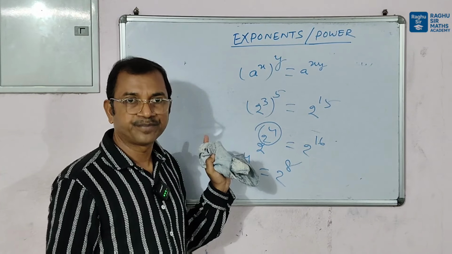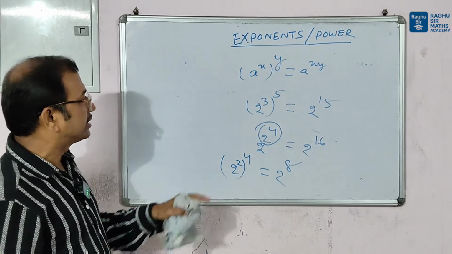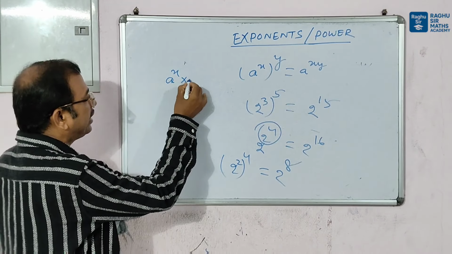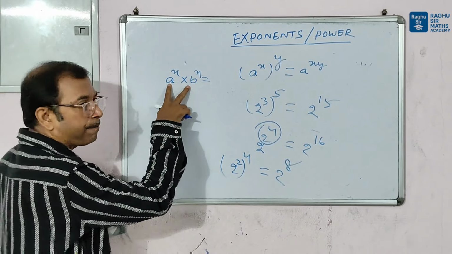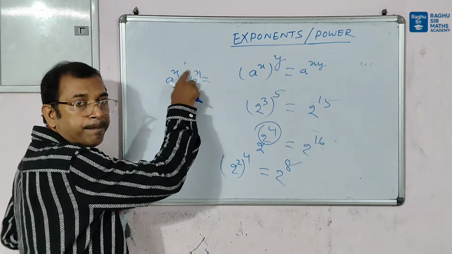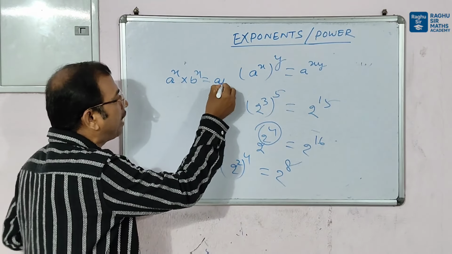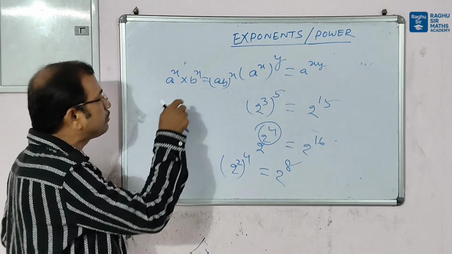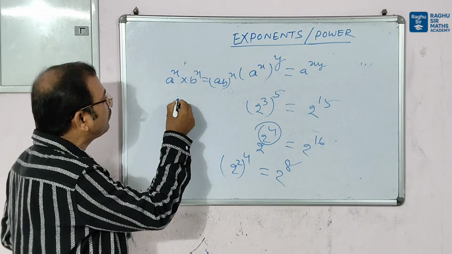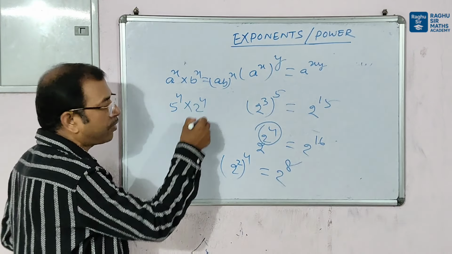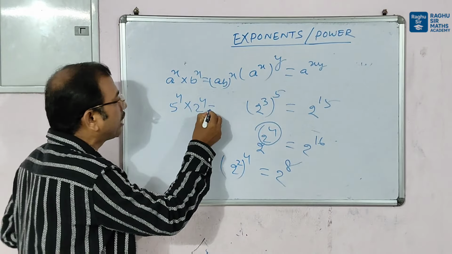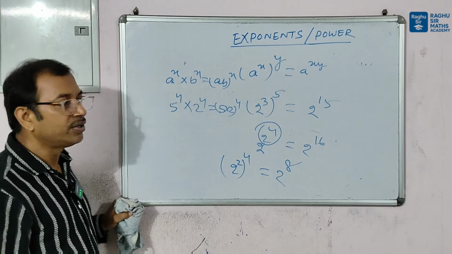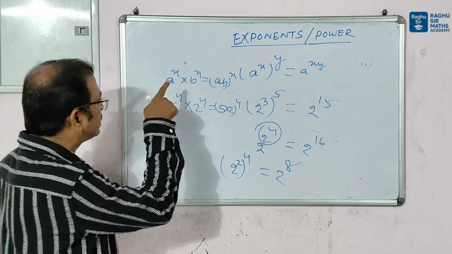So let's see. Okay, so next concept, a to the power x into b to the power x. If the same power is there, you have to multiply: ab to the power x. By using this formula we can do, suppose, 5 to the power 4 into 2 to the power 4. Same power, so we can write 5 into 2 to the power 4. So that is the first rule, second rule, third, this is fourth.